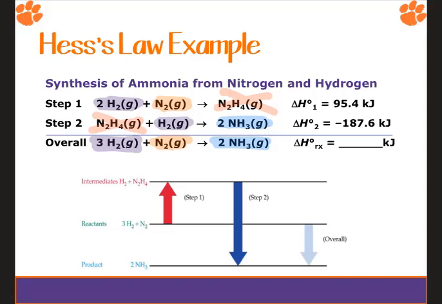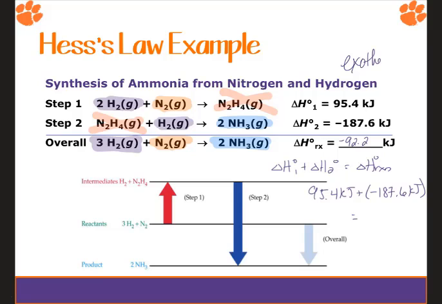So in order to find the delta H of the reaction, we can simply add together delta H1 plus delta H2 to give our delta H of the reaction. All right, so we just take 95.4 kilojoules plus negative 187.6 kilojoules, and we add them together to get our delta H of the reaction. So this reaction has a delta H of negative 92.2 kilojoules. So again, this is an exothermic reaction because the delta H is negative. It releases heat to the surroundings.